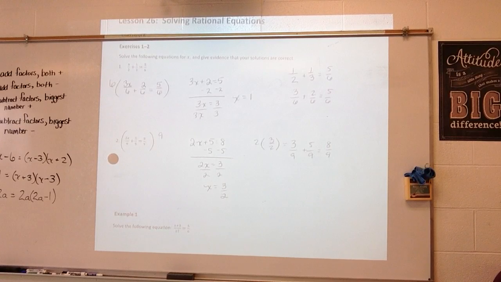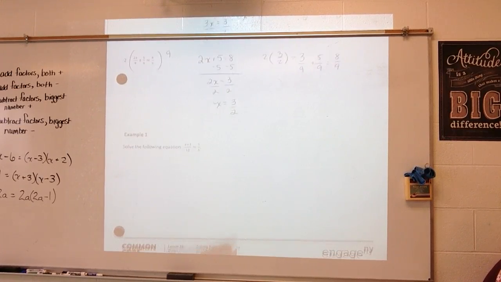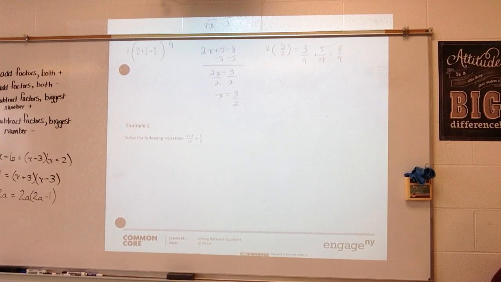Okay? So we now know how to add, subtract, multiply, and divide rational expressions. We're going to use some of those basic operations to solve equations involving rational expressions. Let's go ahead and look at example number 1. Solve the following equation. X plus 3 over 12 is equal to 5 over 6. So I can do common denominators.